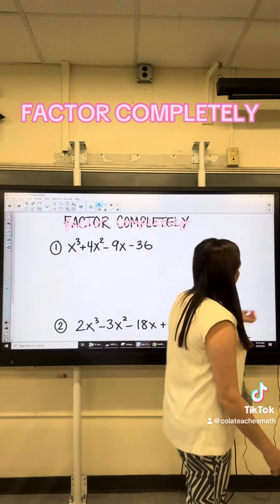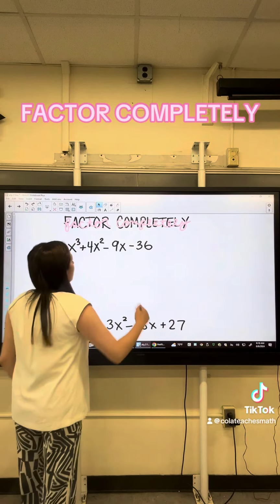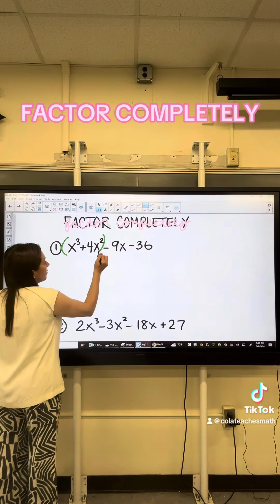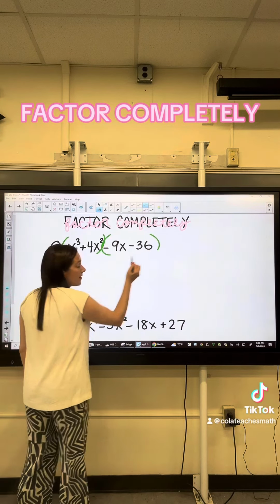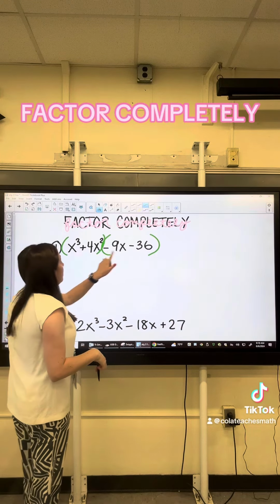All right, so factoring completely. When we have four terms, watch how I group them together. You're going to want to start by grouping, okay? So I'm going to group the first two and the next two. Notice how I keep the sign in the bubble.